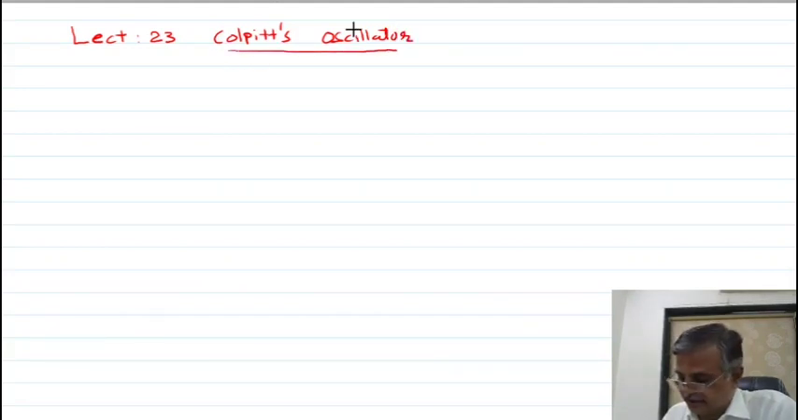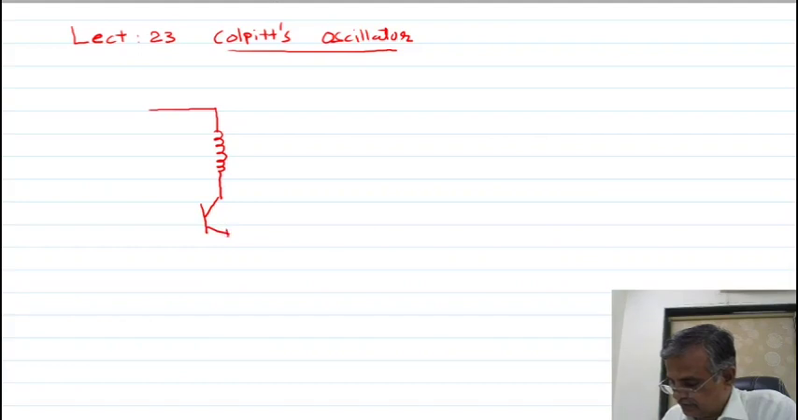The circuit diagram of a Colpitts oscillator is similar to the Hartley oscillator. In a Hartley oscillator, the tank circuit uses two inductors and one capacitor. In a Colpitts oscillator, we are using two capacitors and one inductor.